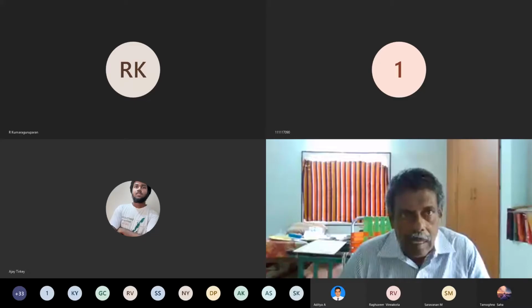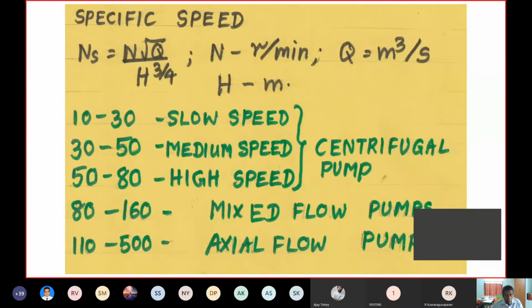The equation we derived was actually shape number NSH, which was N root Q by gH to the power 3 by 4. That will be fully non-dimensional. Whereas in the field, people use specific speed, denoted by N root Q by H to the power 3 by 4. G is removed, and with that the values you get are good numbers like 10, 30 or 500. If you divide this by another G, you get some fraction and things like that.